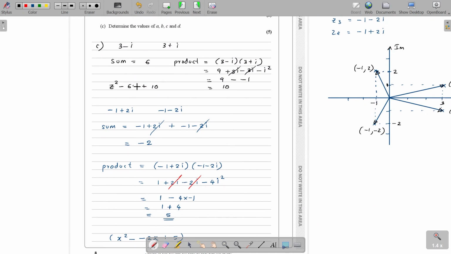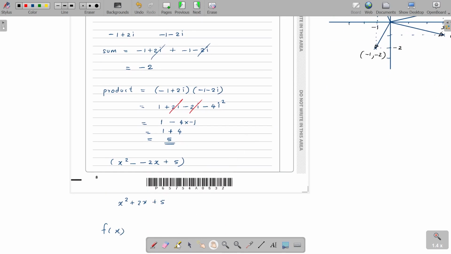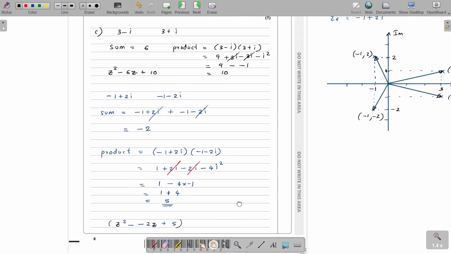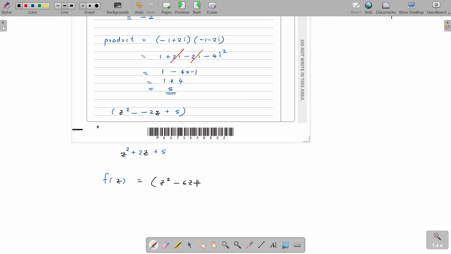z square minus 6z plus 10. The other quadratic is z square plus 2z plus 5. Okay, multiply. So then the f(z) equation is z square minus 6z plus 10 times z square plus 2z plus 5. So when you open this, you will get the quartic equation. Are you with me? So then I get here z square into z square is z to the power 4. So multiply.